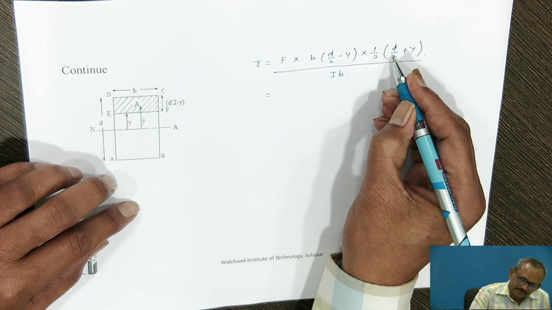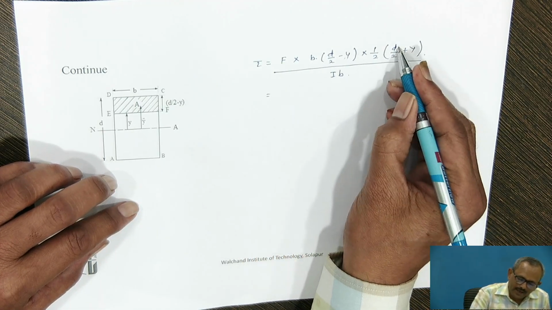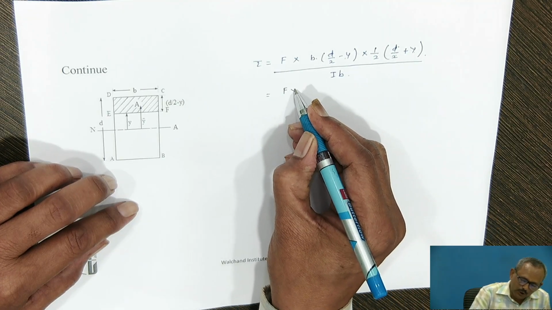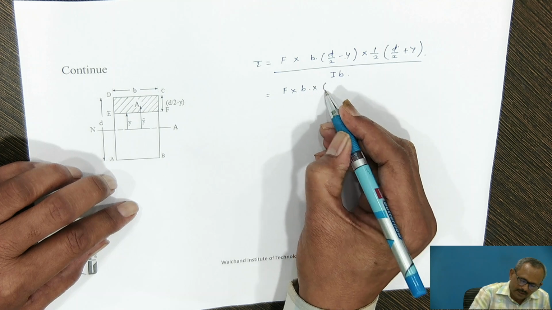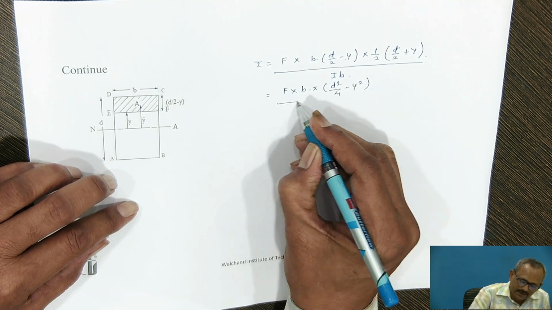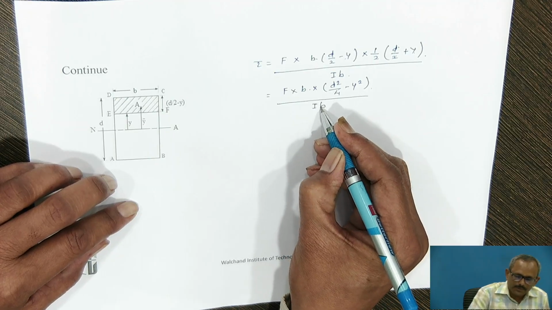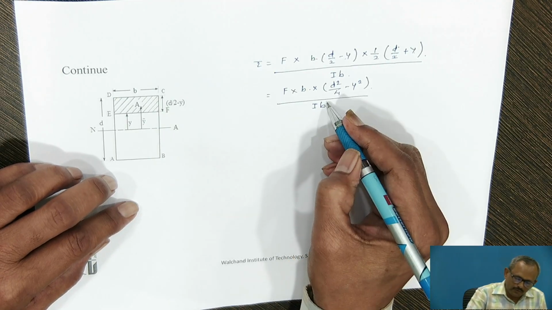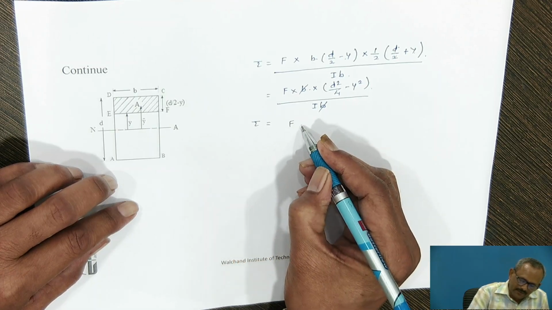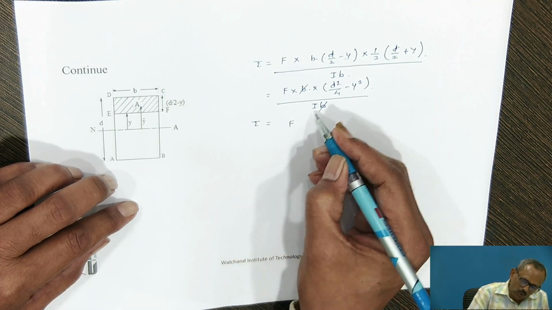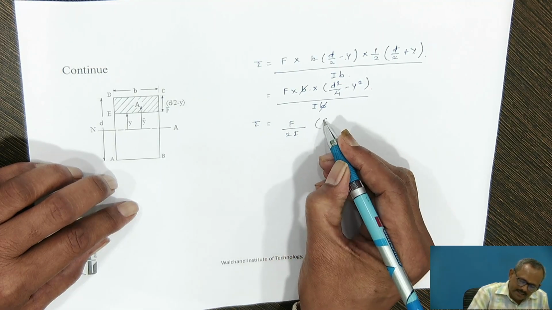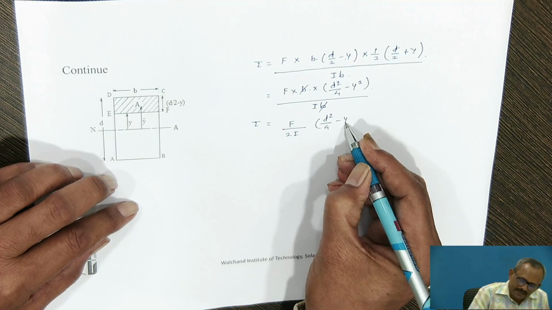Therefore, these two brackets, d by 2 minus y and d by 2 plus y, we can solve. F into b into (d square upon 4 minus y square) divided by I upon b. So b will get cancelled. Shear stress tau is equal to F upon 2I into (d square upon 4 minus y square).